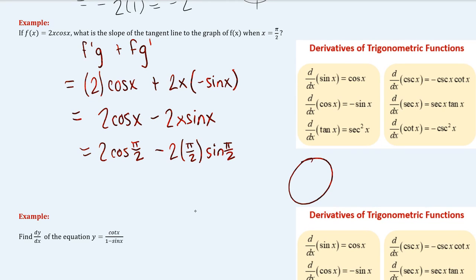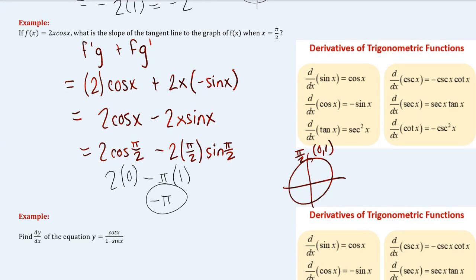Okay, so if we look at our unit circle, pi over 2, the coordinate point is (0, 1). So cosine is your x value, so we'd have 2 times 0 minus 2 pi divided by pi, that'd be pi, times sine of pi over 2, which is the y value, so that's times 1. So that means in this case, the entire thing, the slope is negative pi.